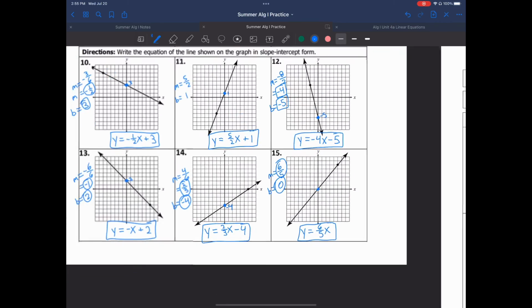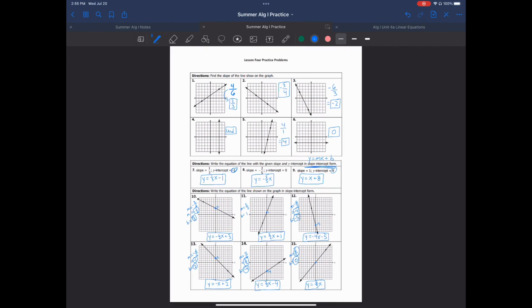Okay, I'll zoom out here so you can see all the solutions. That one wasn't too bad, hopefully, and we will keep working on writing equations in the next lesson, so I will see you then.